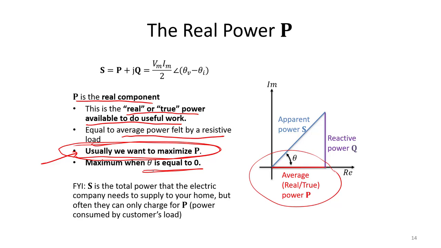Another application where this becomes important is in electrical utility companies. It turns out that an electric company delivers the total complex power S to your home, but electric companies can only charge you for P, the power that you consume. So especially if you are an electric utility company, you really want to maximize the real power P because you can't get paid money for the reactive power Q.